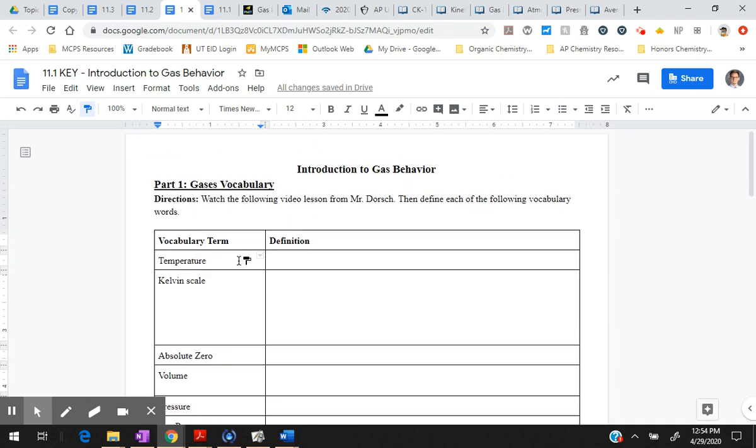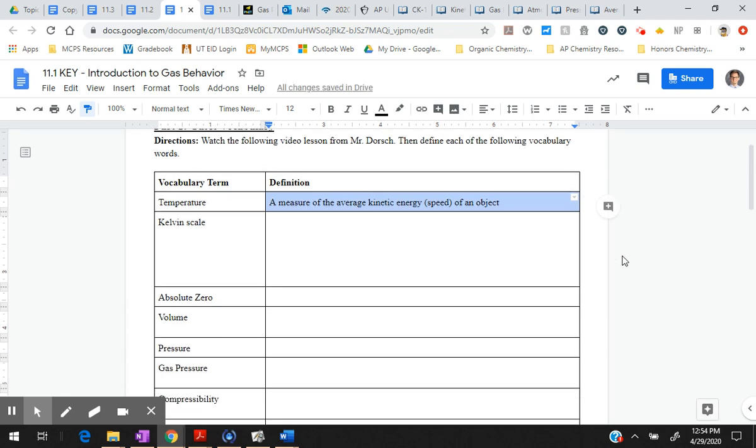Okay, so the first vocabulary term is temperature. As we go through, just make sure you're getting these definitions down in your note sheet. So temperature is the measure of the average kinetic energy or the speed of an object. A lot of people associate temperature with heat, but it's only an association when it comes to chemistry. We primarily view it as a measure of speed and energy.